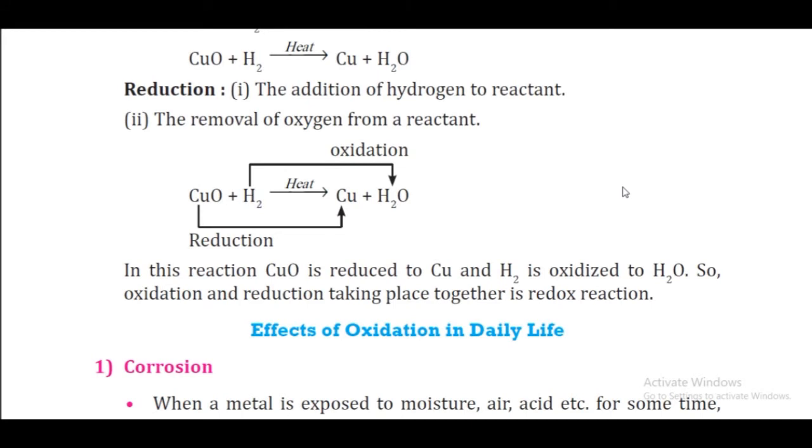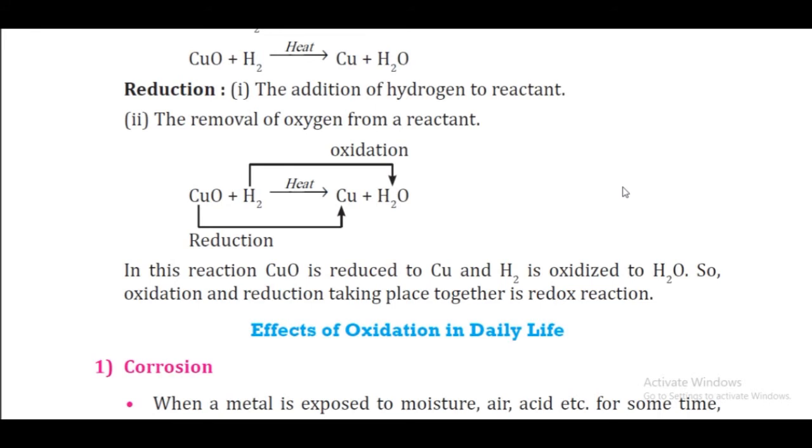One more thing you should know, that the substance oxidized is called the reducing agent. So here hydrogen is getting oxidized by addition of oxygen, so it is a reducing agent because it is helping copper oxide to get reduced. On the other hand, copper oxide is getting reduced to form copper, so it is an oxidizing agent because it is helping hydrogen to get oxidized by giving oxygen. So copper oxide is the oxidizing agent and hydrogen is the reducing agent.